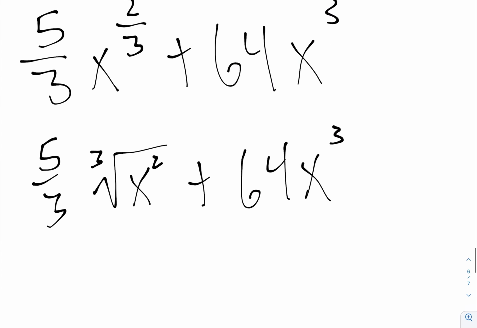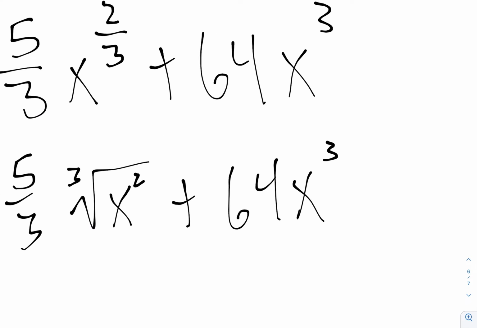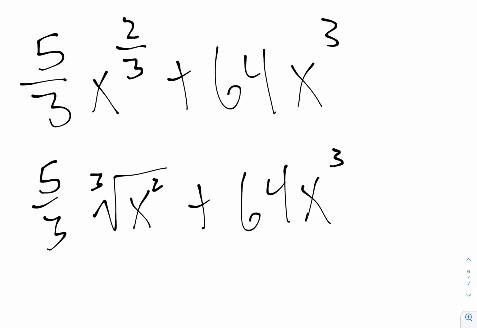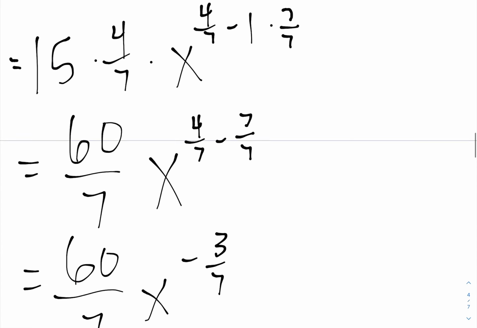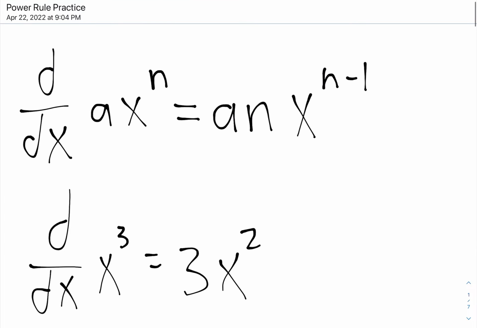So we started with the cube root of x to the 5th. We ended up with the cube root of x squared times 5 over 3 for that first part. And then we summed the two derivatives together. The derivative of the second one was just 64x to the 3rd using the same power rule. So that's kind of the main idea with power rules. That's your formula there.